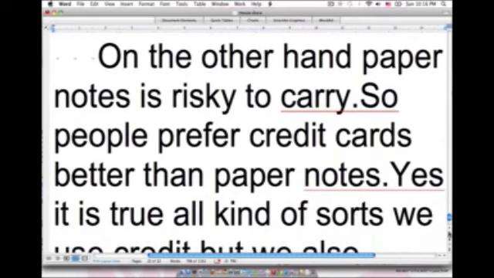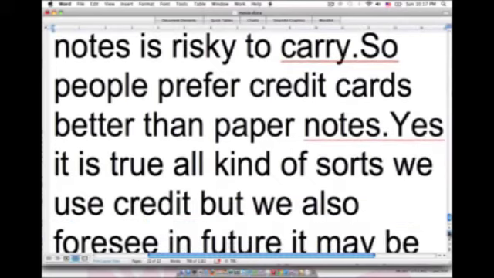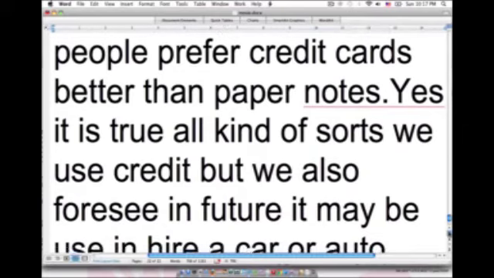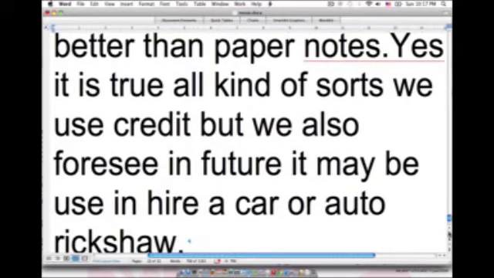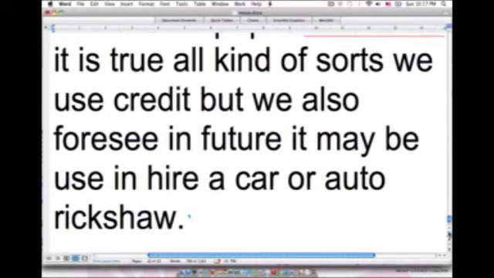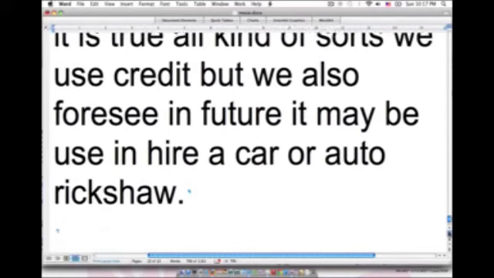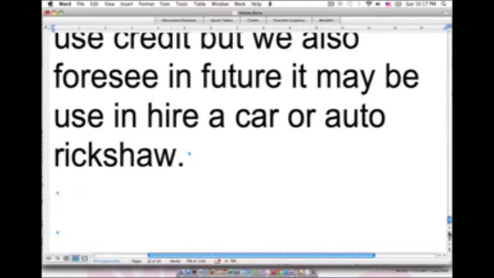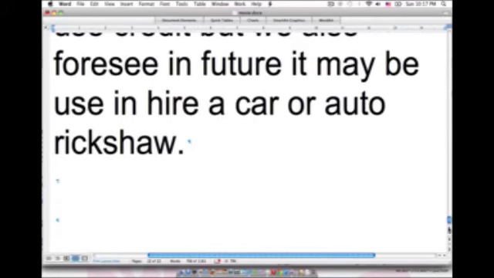On the other hand, paper notes is risky to carry. So people prefer credit cards better than paper notes. Yes, it is true, all kind of sorts we use credit cards, but we also foresee in future it may be used in hire a car or auto rickshaw.